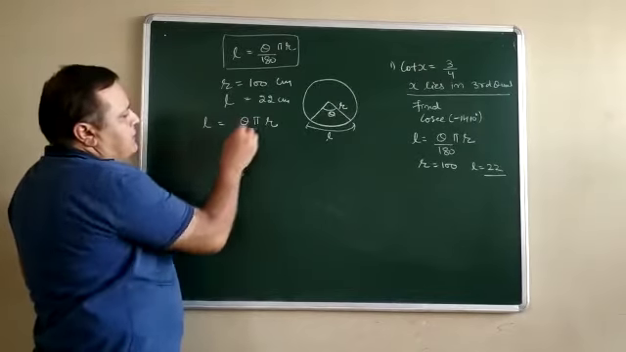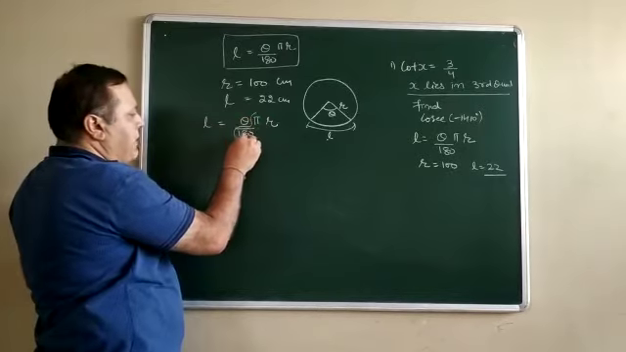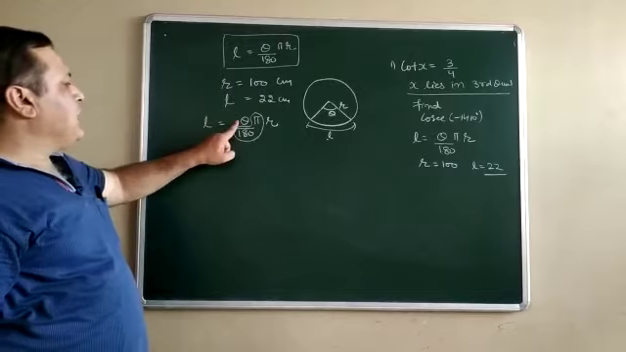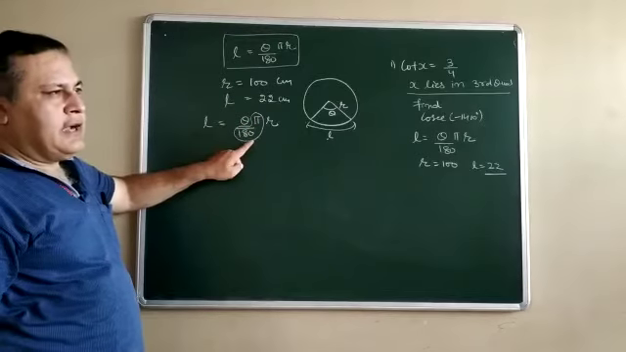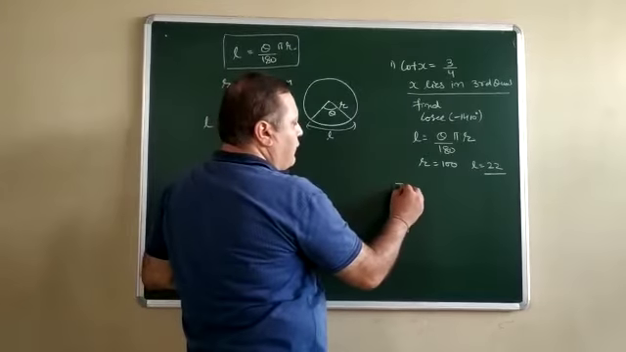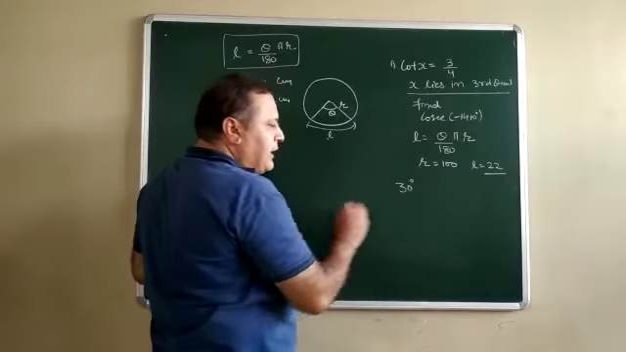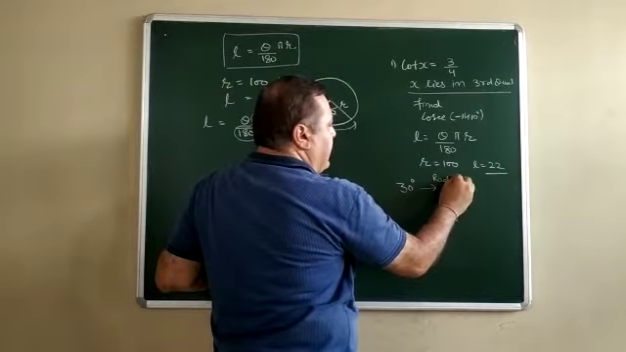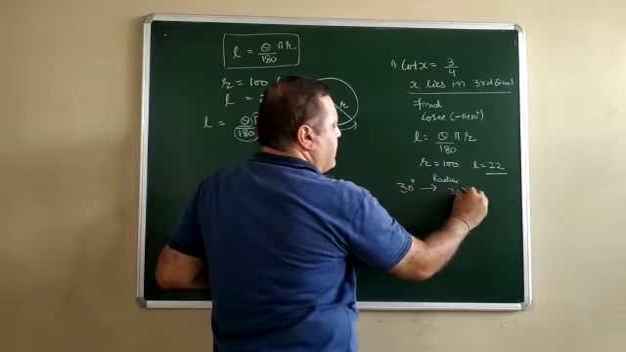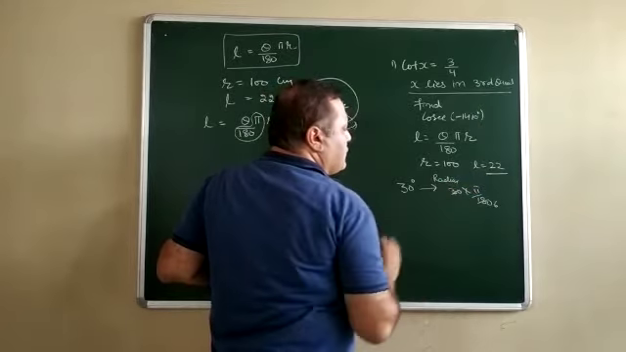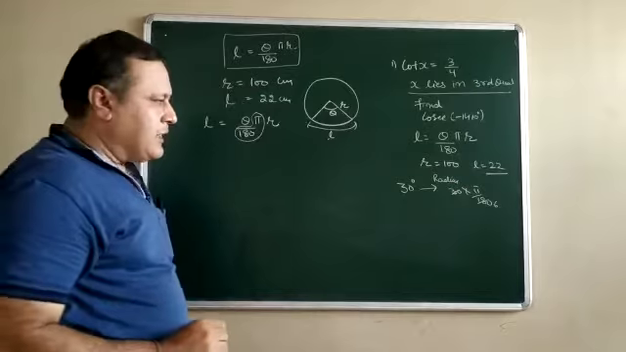See this one, this pi by 180 is the relation with the help of which degree is converted into radian. You know very well, whenever the angle is given to you in the form of degree, say 30 degree, and you want to convert into radian, in that case this 30 is multiplied by pi by 180, so it is equal to pi by 6 radian.